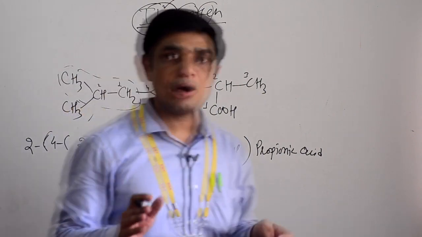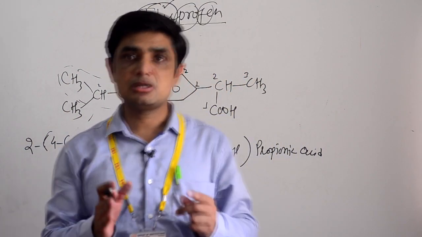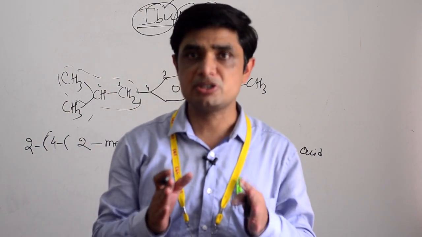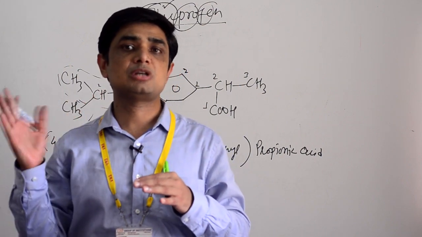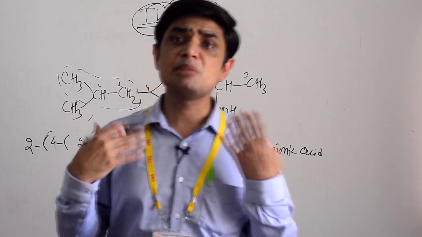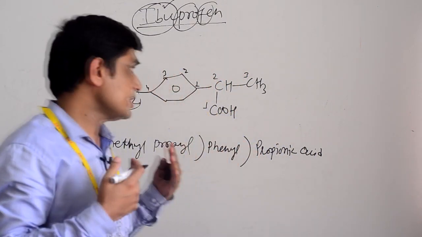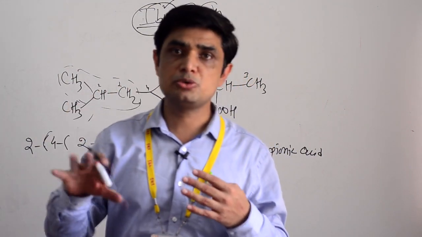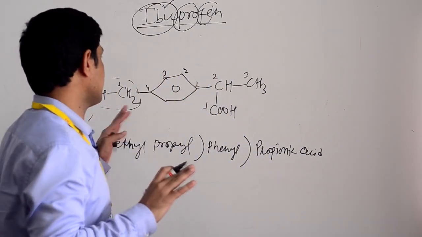And now what is the mechanism of action? Ibuprofen is a COX inhibitor. And what is COX? COX is an enzyme which is responsible for the conversion of arachidonic acid into prostaglandin. And prostaglandin is a chemical mediator for the inflammatory response. So ibuprofen will block the COX enzyme, and the inflammatory response will be suppressed by ibuprofen.